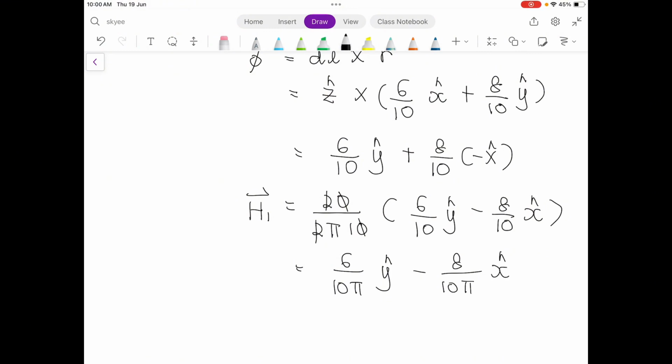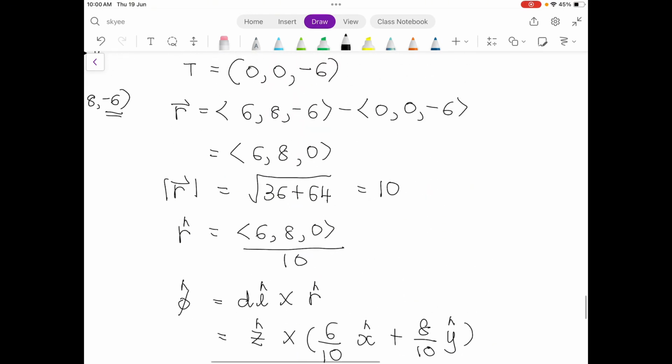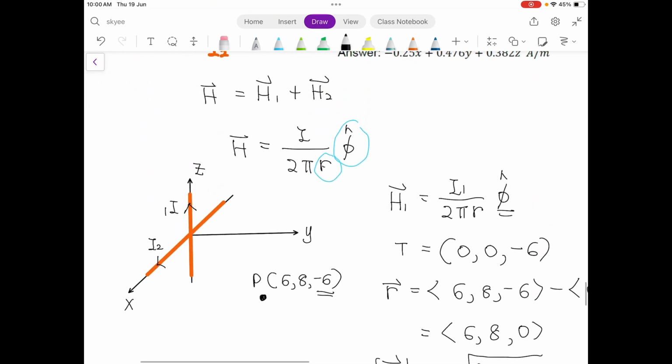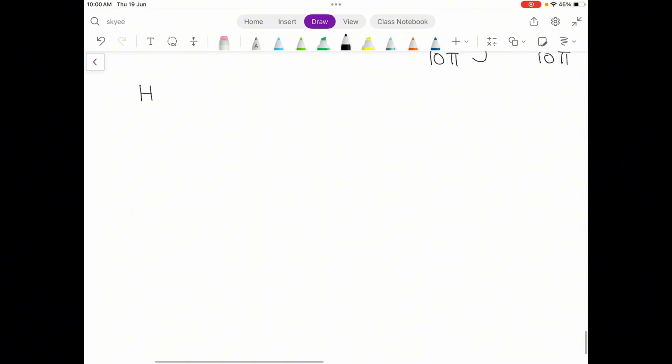Alright, so this is the magnetic field from the first current element, the H1. Now we'll proceed to the second one, which is I2. You can see from the figure that I2 is flowing in the positive x direction. So for the H2, our equation will use I2, because this is the magnetic field produced by I2. So we use the same equation.